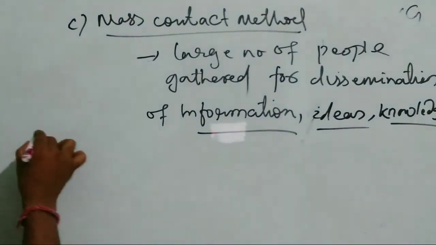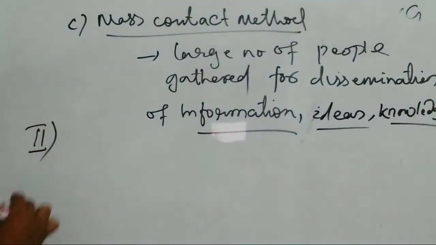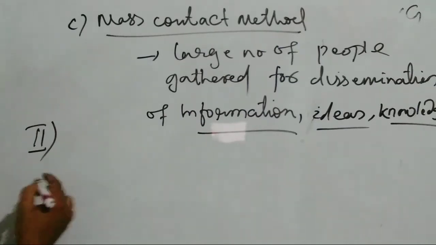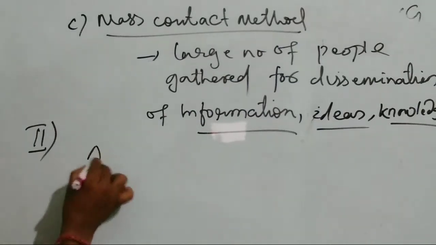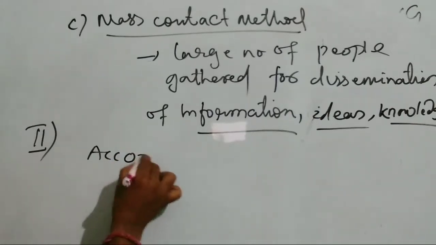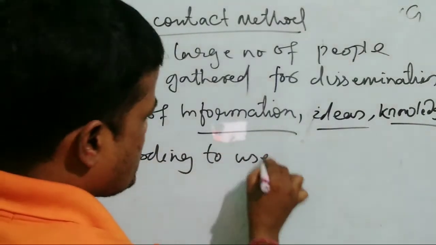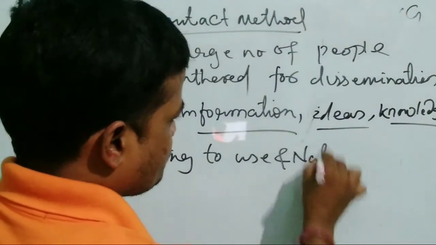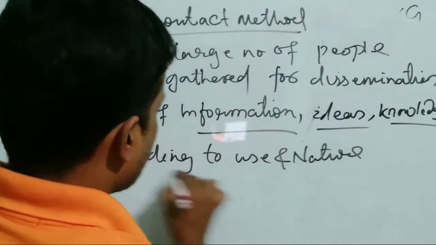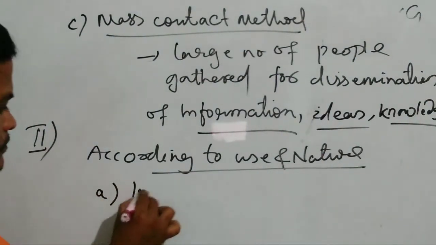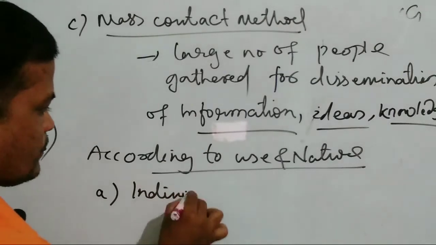Next we come to the second criterion, which is based on use and the nature of contact, the second criterion of these extension teaching methods. Number one, the individual method.